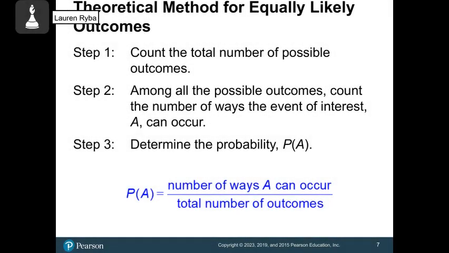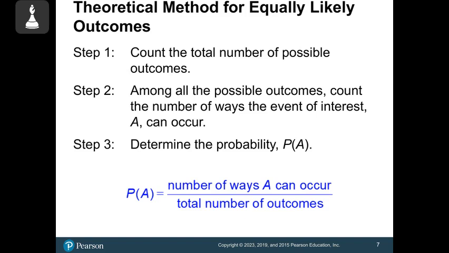The first type of probability that we're going to talk about is theoretical. Theoretical involves looking at things that have equally likely outcomes. For example, flipping a coin, rolling a die, drawing a card out of a deck of cards. All of those things have equally likely probabilities.